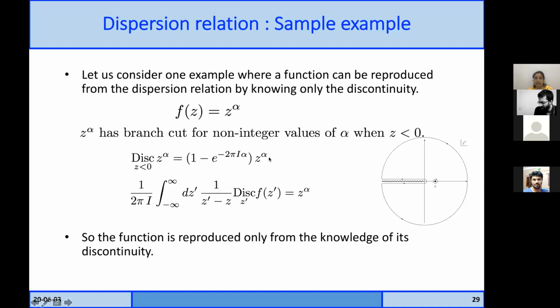Now you just plug this discontinuity into the dispersion relation. Here the value of alpha you can choose such that the R contribution goes to 0. If you plug it into this expression and do this integral, you end up getting the same function. So this shows that the function can be reproduced only from the knowledge of its discontinuity. Now we'll discuss this in the context of CFT correlators.